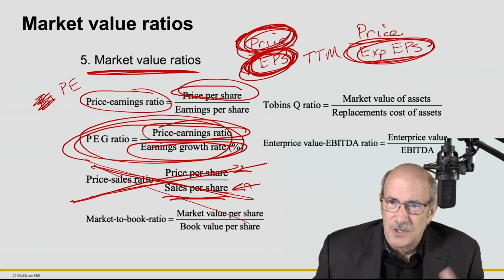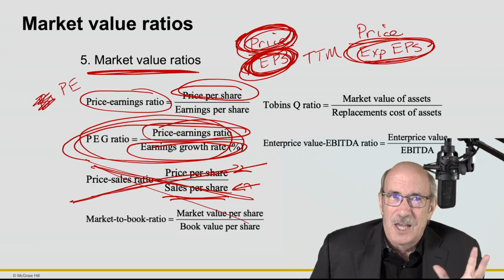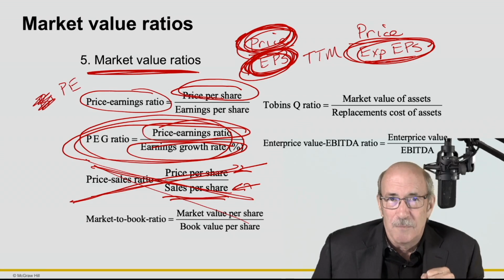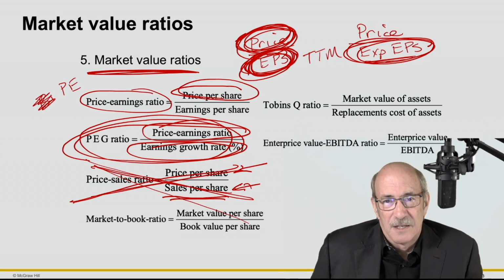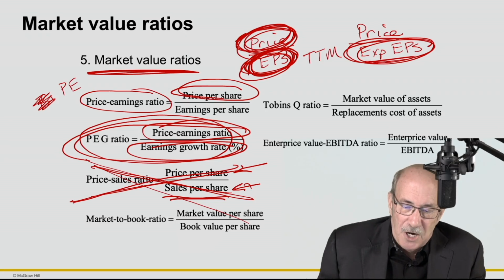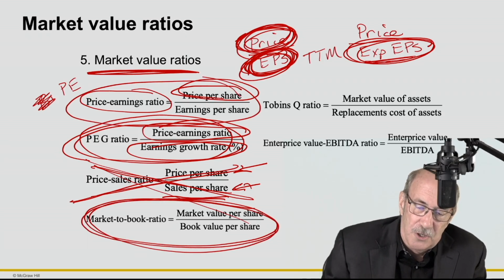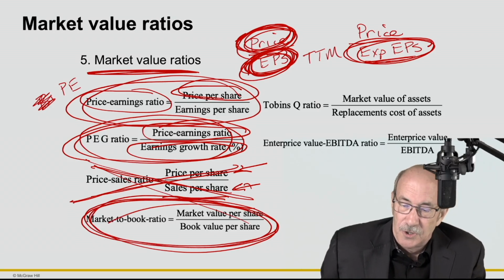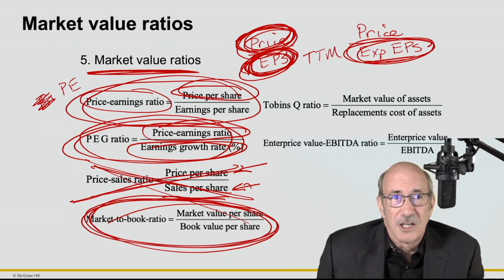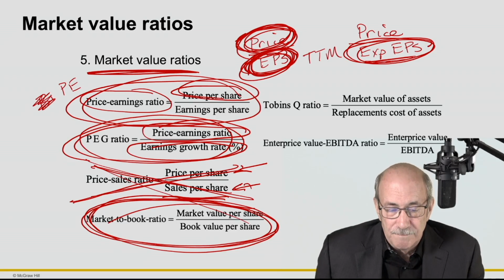Price to sales ratios, yeah, they're okay for brand new companies that don't have a positive net income, but other than that, not a good choice. Market to book is another very widely used. So between price to earnings and market to book, both of those get used extraordinarily frequently.